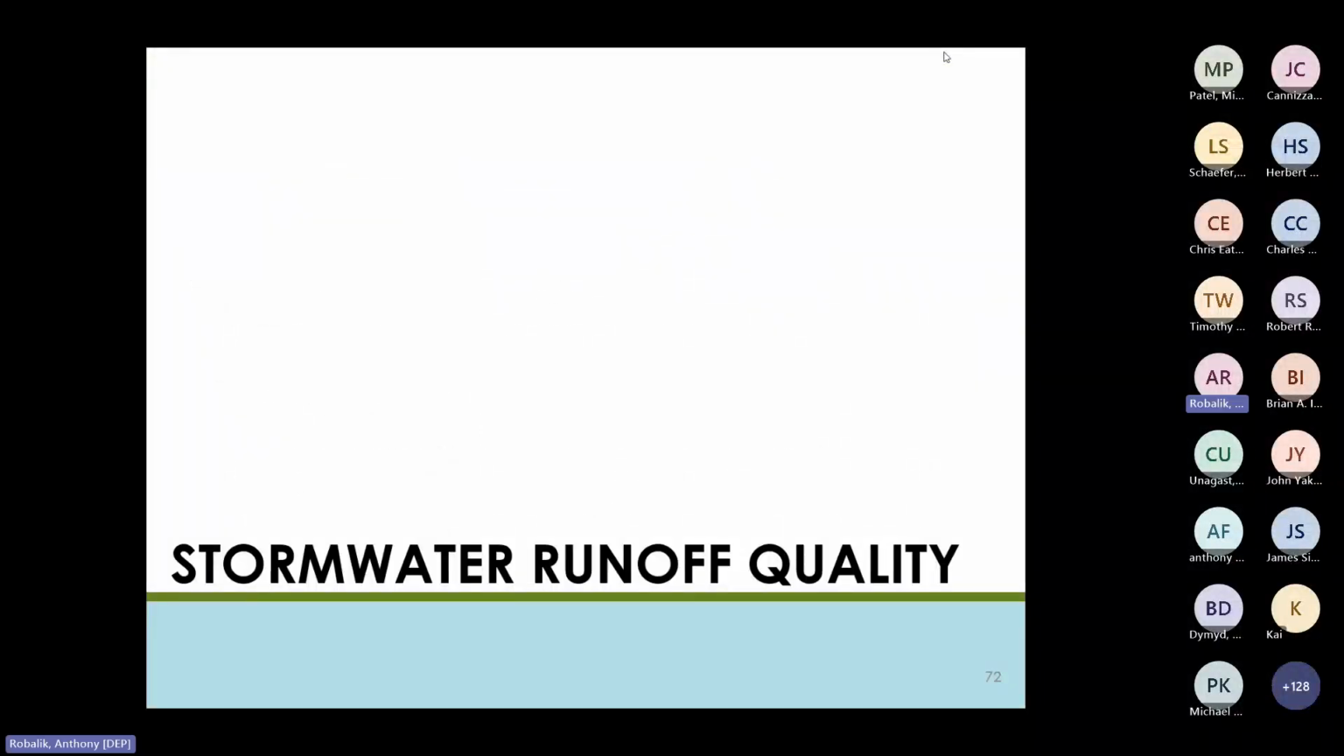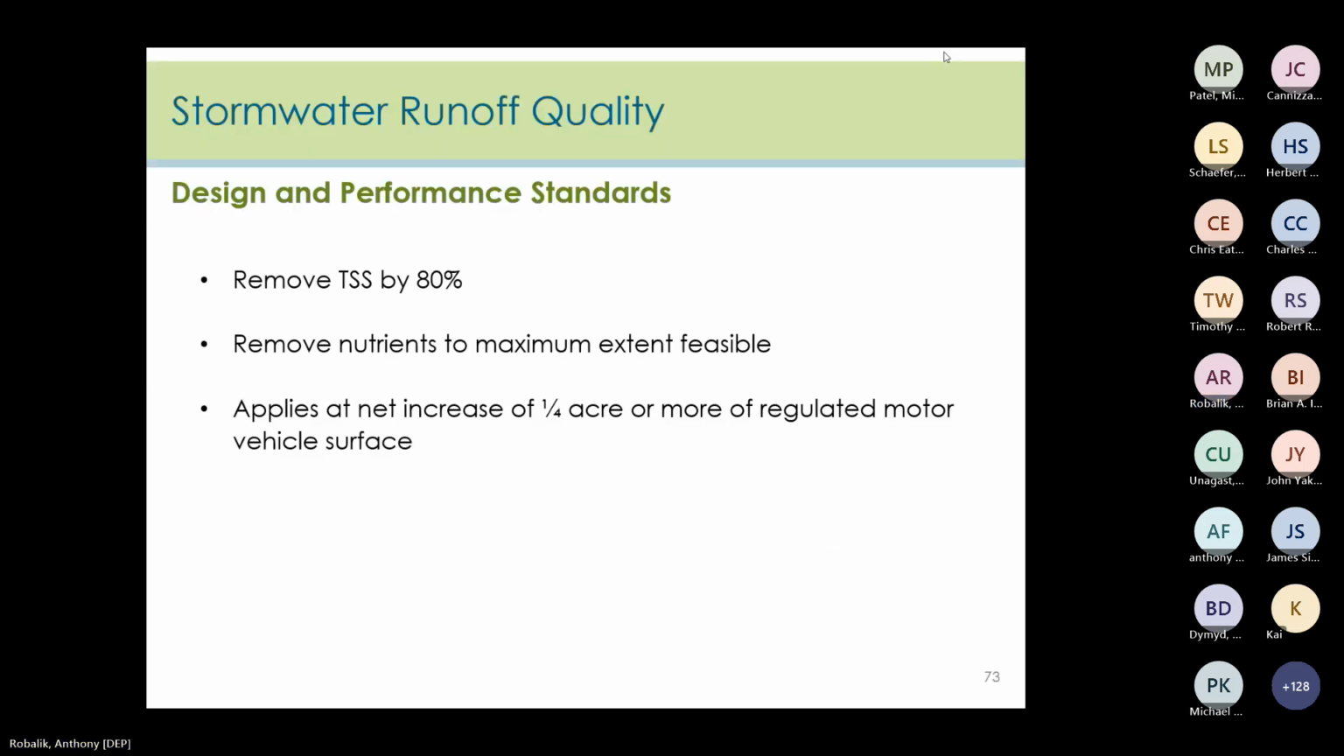Okay, now that we've covered stormwater quantity, the next section the reviewer should check is stormwater runoff quality. So the stormwater runoff quality requirements are shown here. For new development, the proposed design must remove 80% of total suspended solids in stormwater runoff generated from the water quality design storm from the net increase in motor vehicle surface. And although there is no numerical target, the reviewer must ensure that the design removes nutrients to the maximum extent feasible. And the threshold for the water quality requirement is a 1/4 acre net increase in regulated motor vehicle surface.